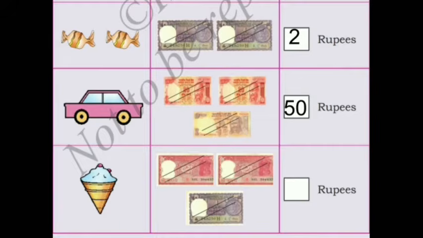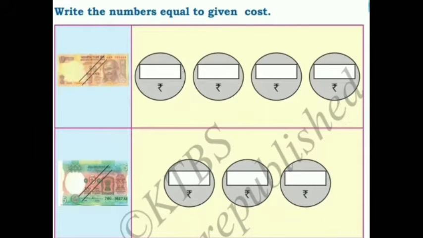Next we have ice cream. They have given the notes spent for buying the ice cream: 2 rupees, 2 rupees and 1 rupee notes. What is 2 plus 2 plus 1? 2 plus 2 plus 1 is equal to 5, which means they spent 5 rupees for this ice cream.